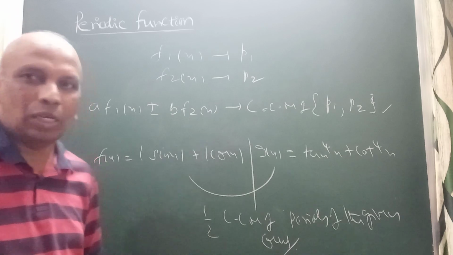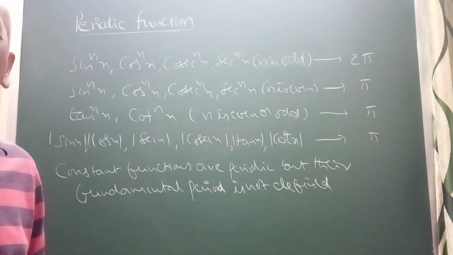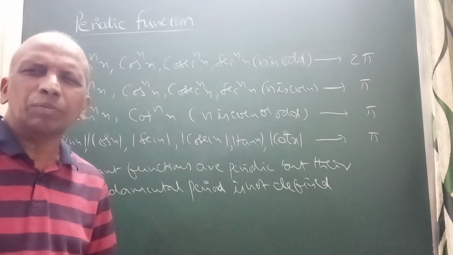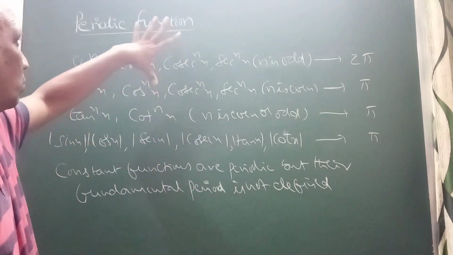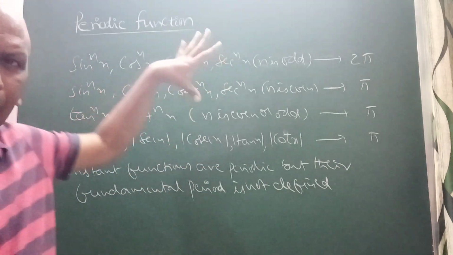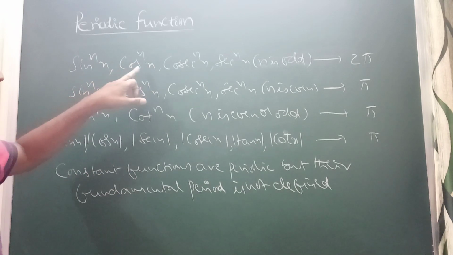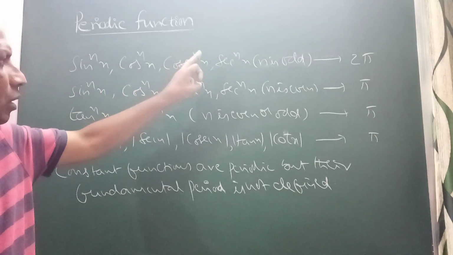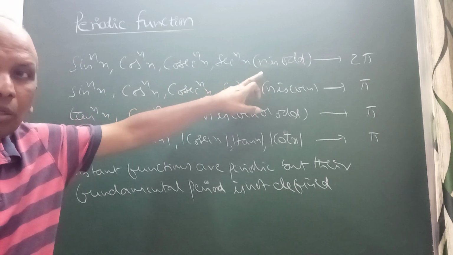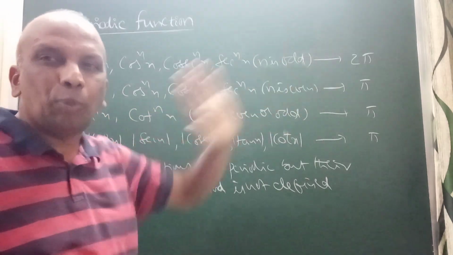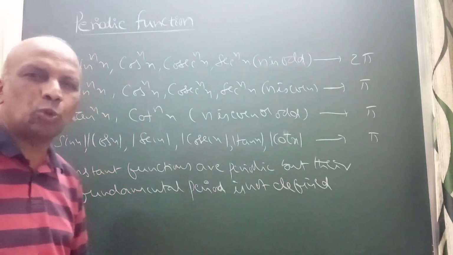Now I will explain with the examples. Now see, here I can define some particular functions. It's all trigonometric functions only. So if the power is n, for sine, cos, cosec, secant with power n, if n is an odd power, the period is 2 pi. There is no change. The period is 2 pi.